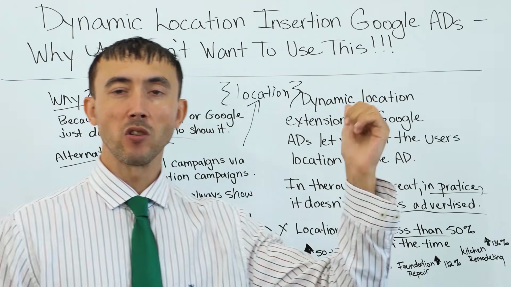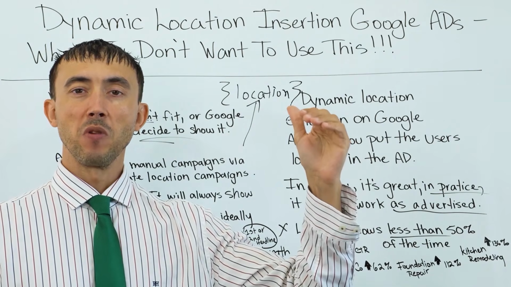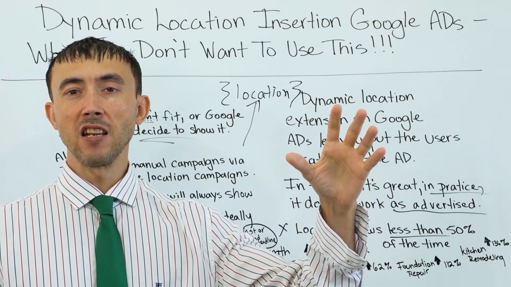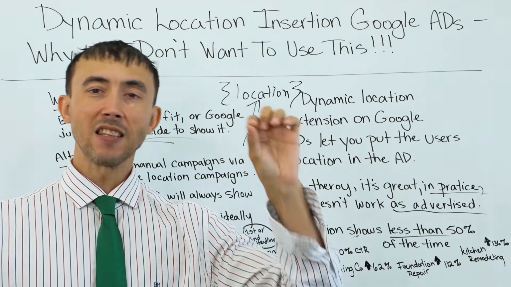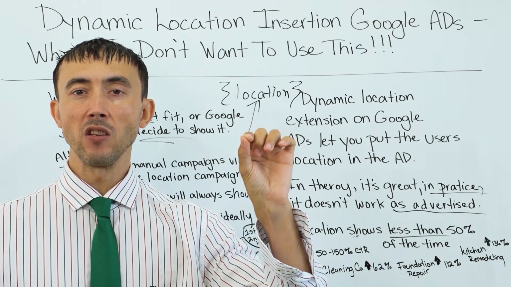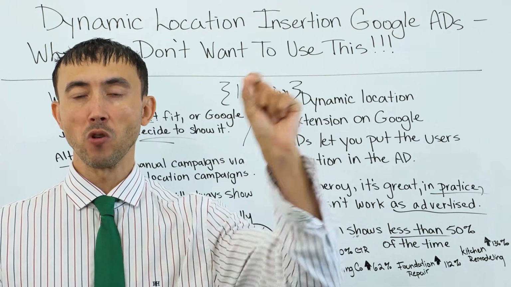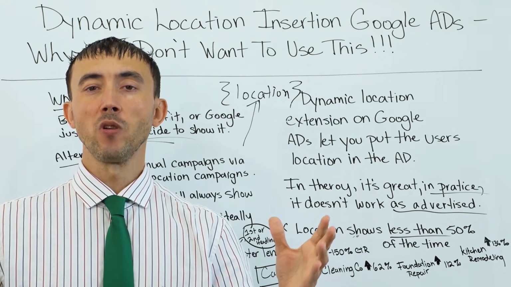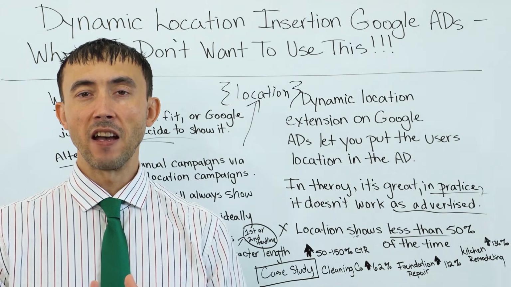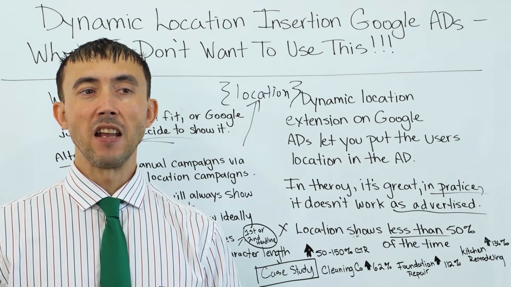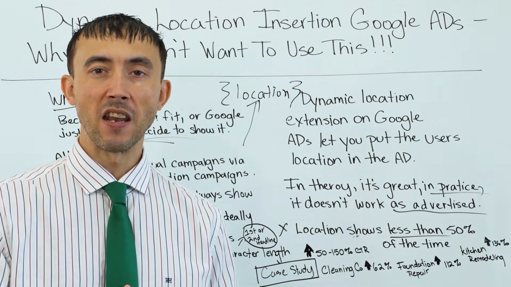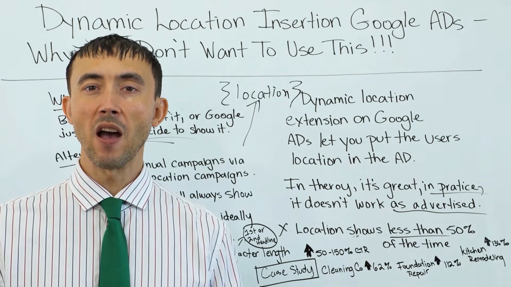This is why I wish location insertion worked, because in a city like Chicago, there are a lot of tiny areas that we won't create dedicated campaigns for. The name of that little suburb would show up in the ad, because there are so few clicks we're going to get from that little area that it doesn't even make sense to run a campaign for it. It's not going to get any clicks anyway.